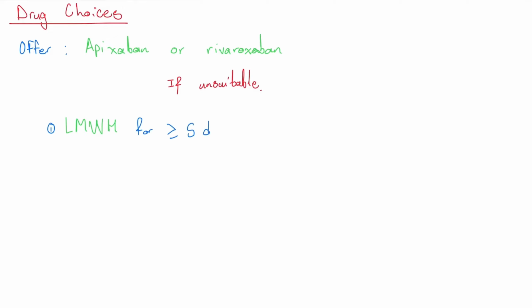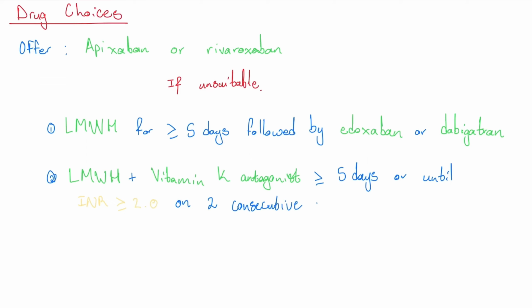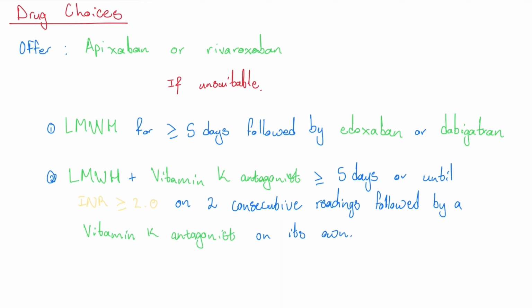Drug choices. Apixaban or rivaroxaban are the first options. If apixaban or rivaroxaban is not suitable, an alternative could be a low molecular weight heparin for at least 5 days, followed by edoxaban or dabigatran. As a second alternative, offer low molecular weight heparins in combination with a vitamin K antagonist such as warfarin for at least 5 days or until the INR is greater or equal to 2 on 2 consecutive tests. If these criteria are met, continue with a vitamin K antagonist on its own.